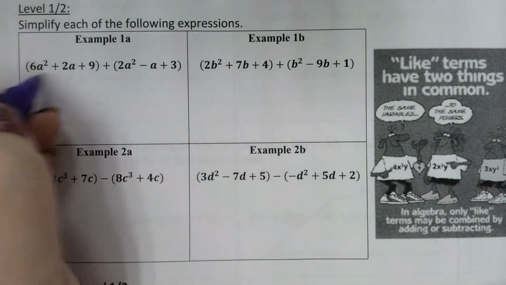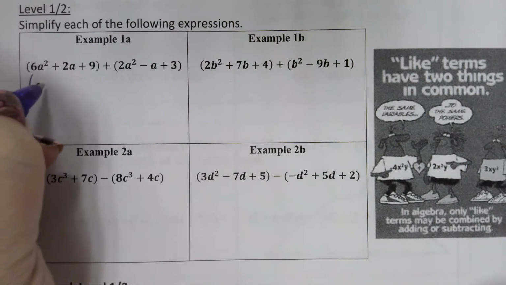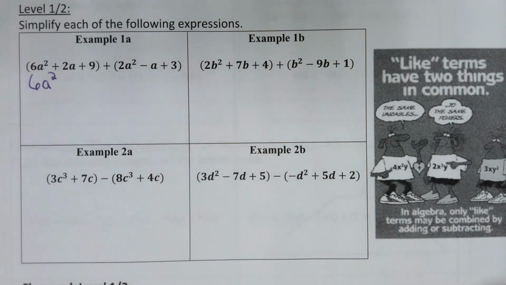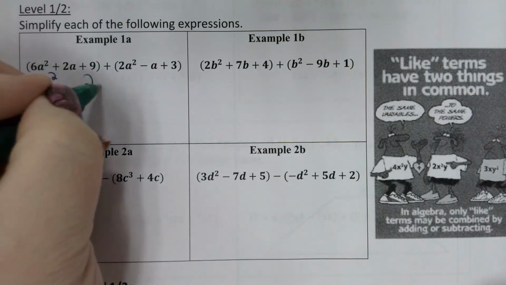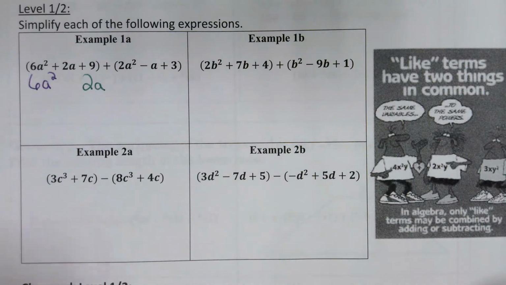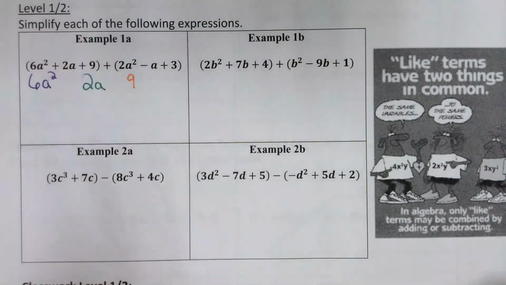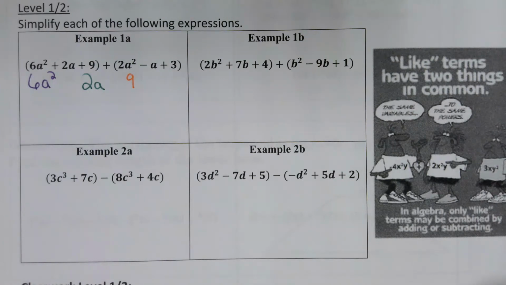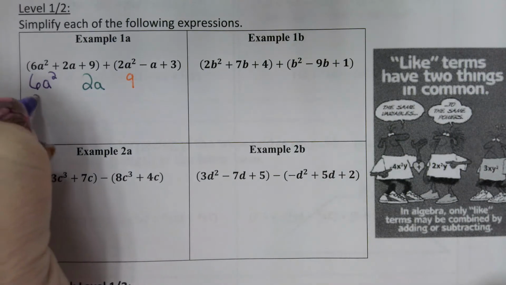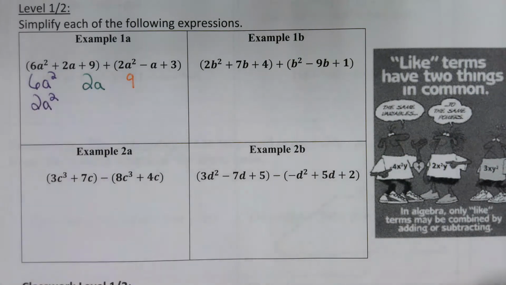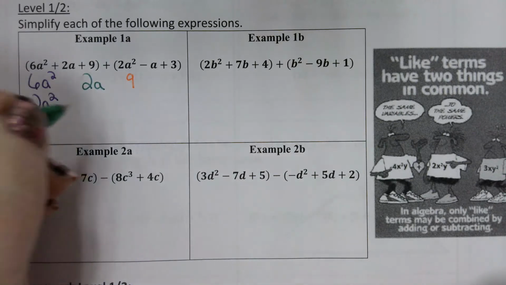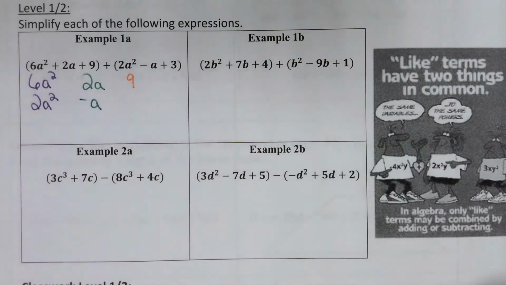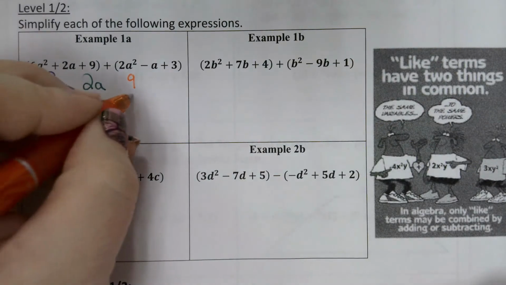We have our first polynomial, so we'll write it out, 6a squared. Then we have a 2a is the next term. And then finally we have 9 in our final term. And then the next polynomial, we're going to line it up underneath the corresponding like terms. So 2a squared would go underneath our 6a squared. Negative a would go underneath our 2a. And 3 would go underneath the 9.